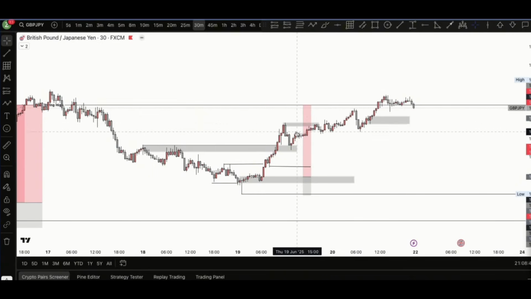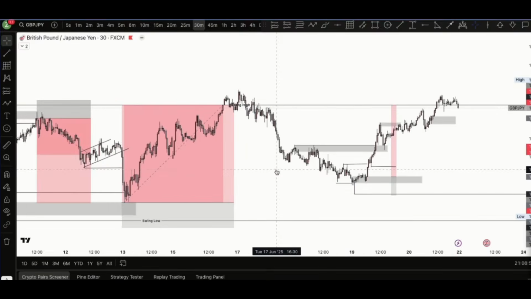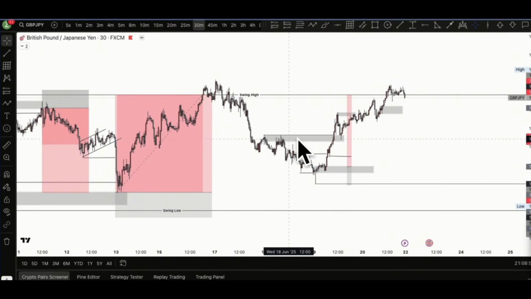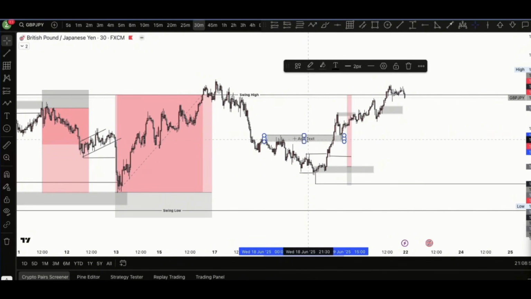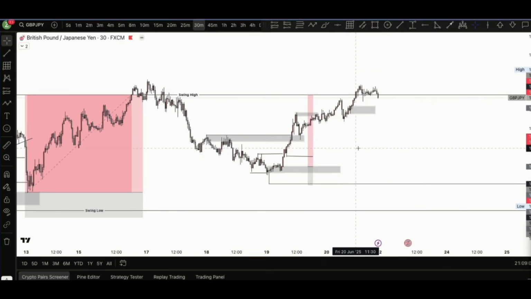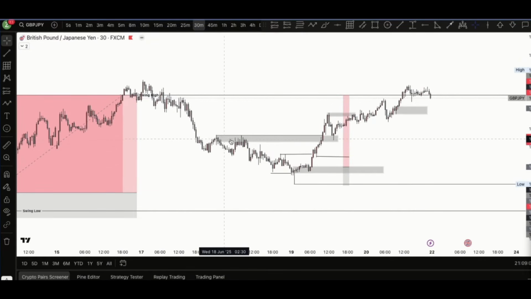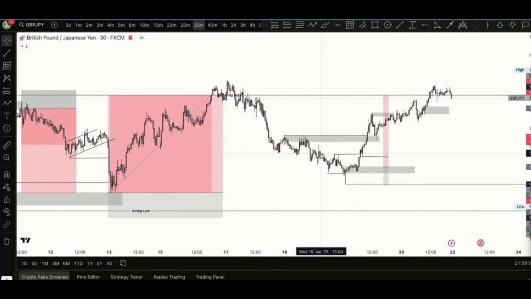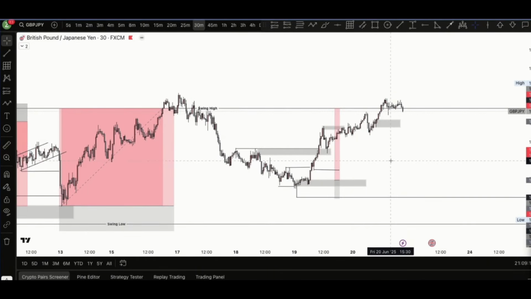But what happened? It came and activated this one. What is the name of this? Can anyone tell me? We've just discussed it. This zone that it came and activated. That will be a breaker block. Yes, it's a breaker block.